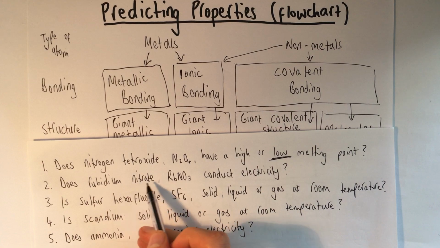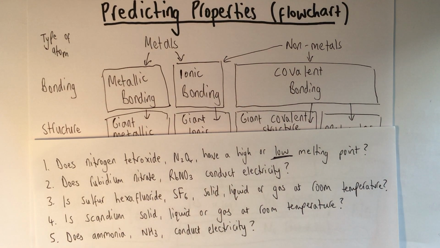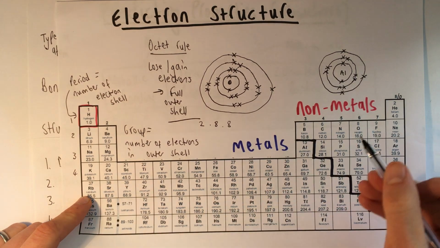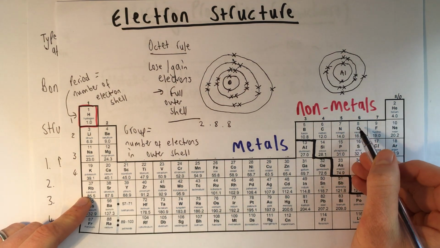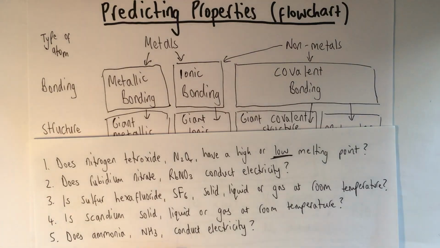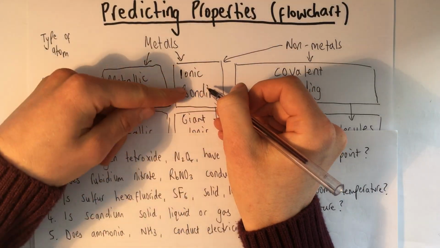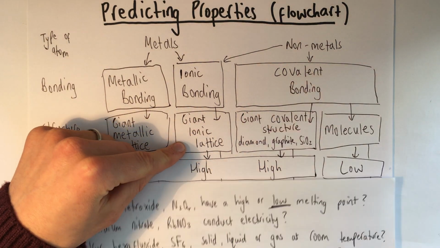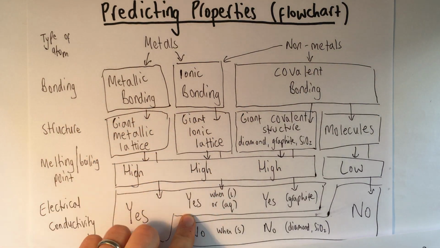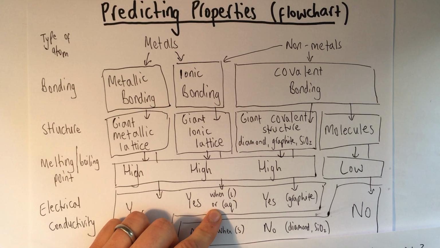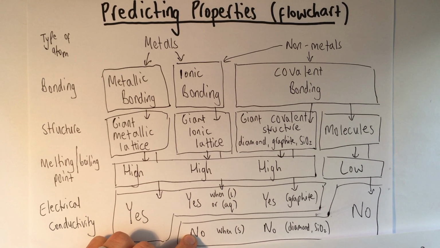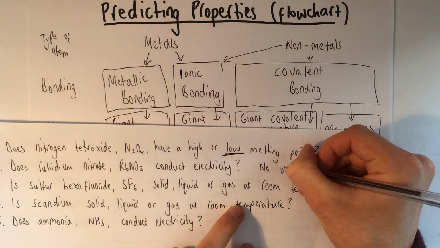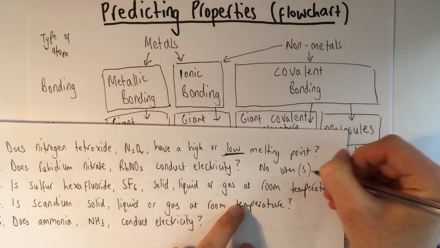Number 2, does rubidium nitrate conduct electricity? Let's have a look. Right, rubidium is on the metal side. Nitrogen and oxygen are on the non-metal side, so this has got both metals and non-metals. So it's going to have ionic bonding. So it's going to have a giant ionic lattice structure. So it is going to conduct electricity when it's liquid or aqueous, but it's not going to conduct electricity when it's solid. So I'll just write for my answer there, no when it's a solid.